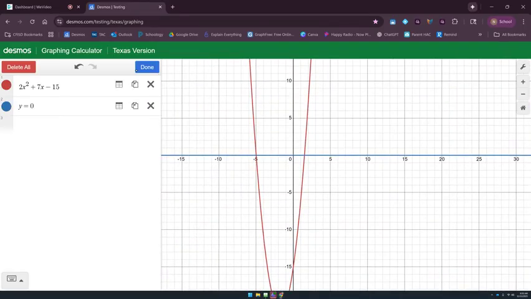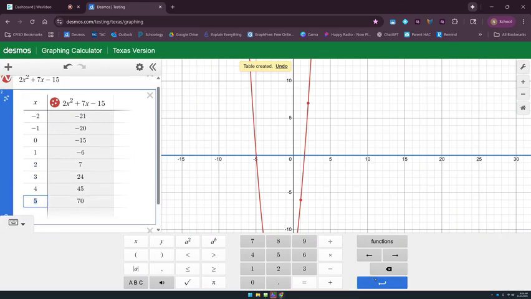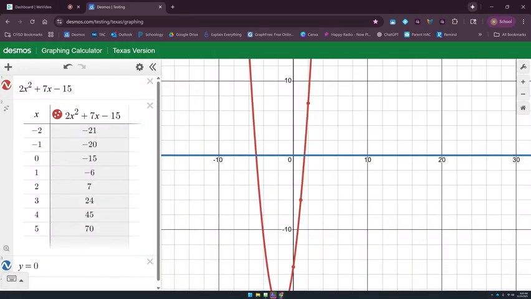So let's look at the table here. So go to this right here, and then go to table. And let's just continue and graph the points that we can. So it looks like we can graph the point 1, negative 6. What else is on there? 2, 7. 2, positive 7.